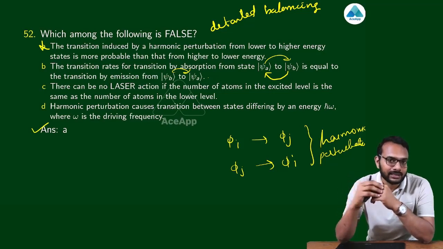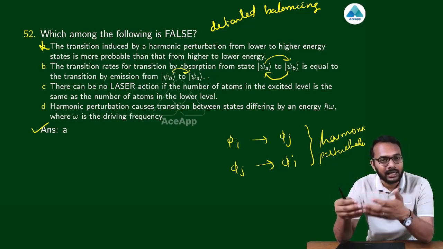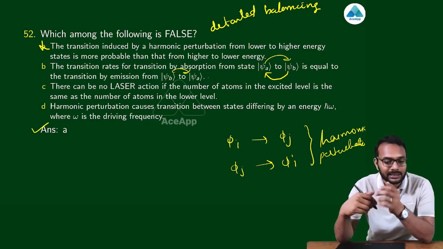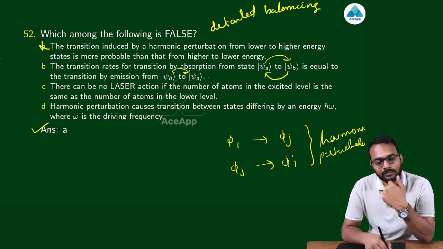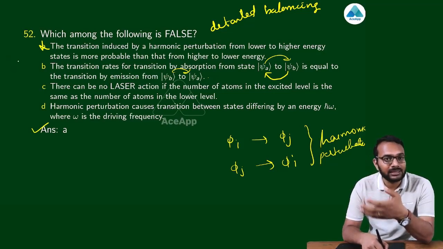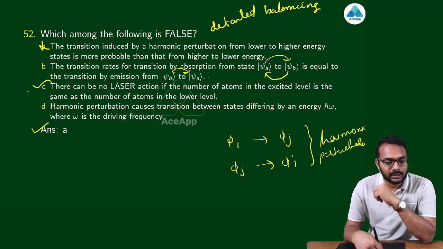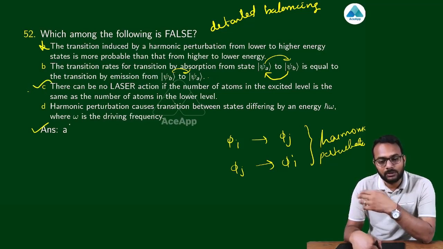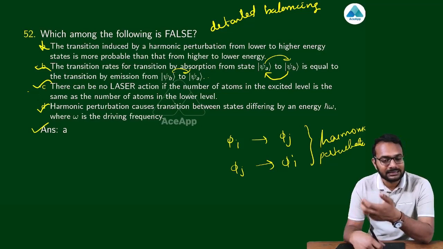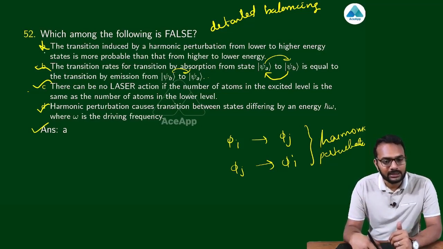Okay, so we have to make some sort of population inversion so that all or most of the atoms are in the higher energy state. If there is a population inversion condition, in that case the transition probability, or the number of emissions, will be much greater than the number of absorptions, and then you will have laser action, all right, due to some sort of a chain reaction. So this is also correct. Harmonic perturbation causes transition between states differing by an energy h cross omega, where omega is the driving frequency. This is also correct, okay. So all these three statements are correct, at least in the case of harmonic perturbation, and option A is wrong.